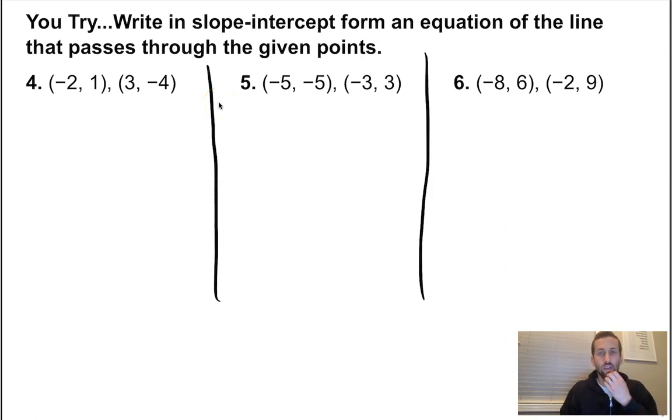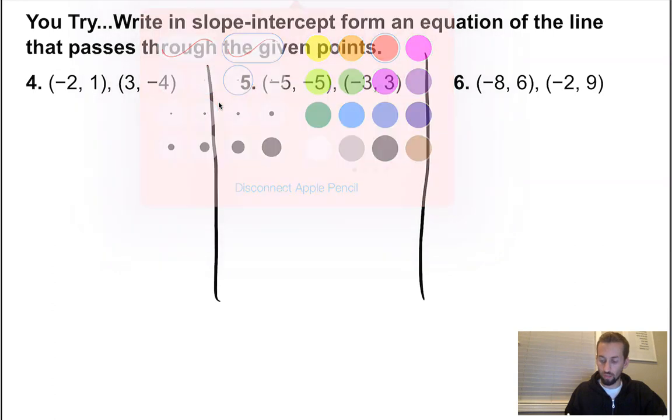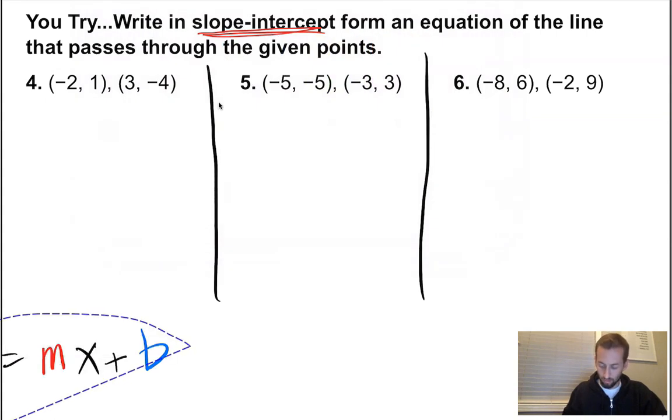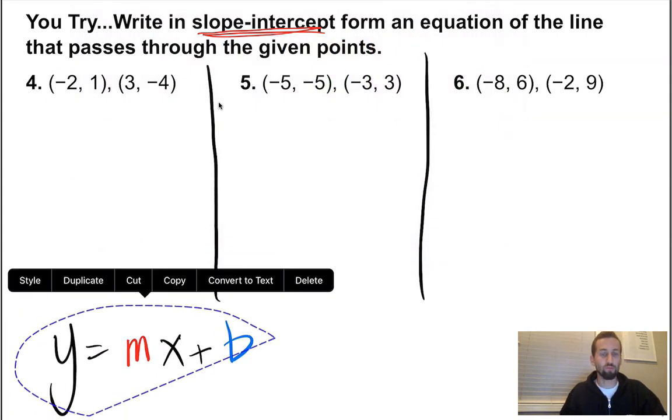This is a quick video to try to show you guys a little bit of a shortcut for how to write something in slope-intercept form when they don't give you the intercept. So we learned one way using point-slope form, but there's another way. The formula for slope-intercept, if you remember, is y equals mx plus b.